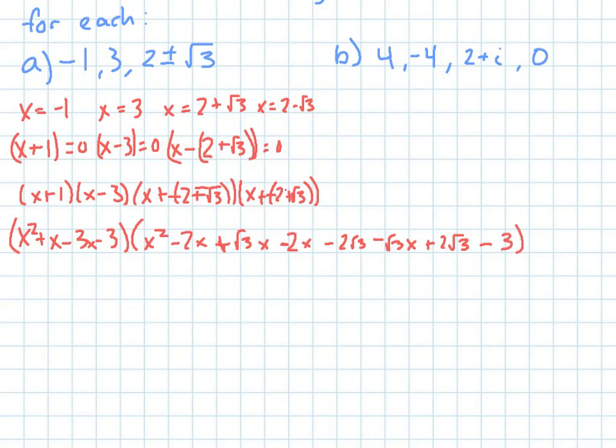Here a lot of things cancel out: the square root of 3 times x terms cancel each other out, and the negative 2 square root of 3 terms cancel out. Then you can put like terms together, so you get two polynomials that are trinomials.